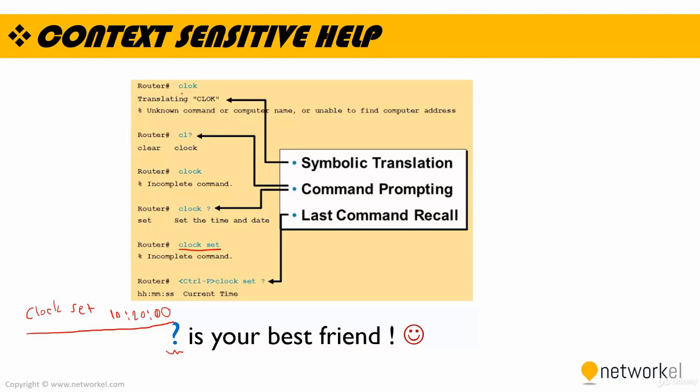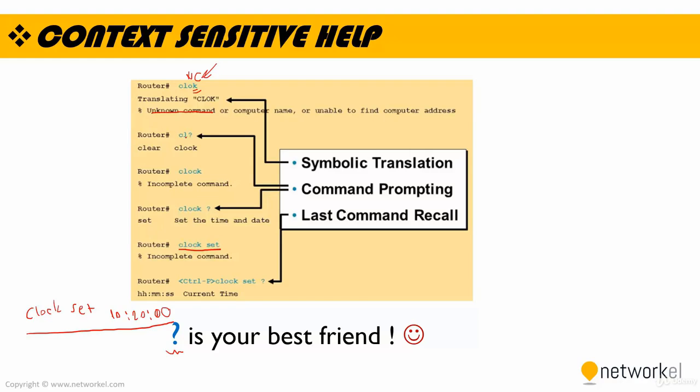But if you type something like clok popo, as you can see, you forgot the C in here, and IOS warns you. It says unknown command, as you can see. You check the command that you typed and you see, oh my god, I forgot the C. It would be clock. And as I told you, the question mark is always your best friend.